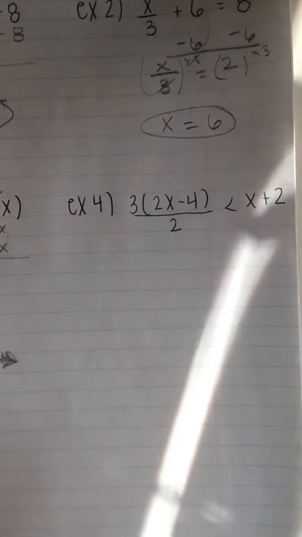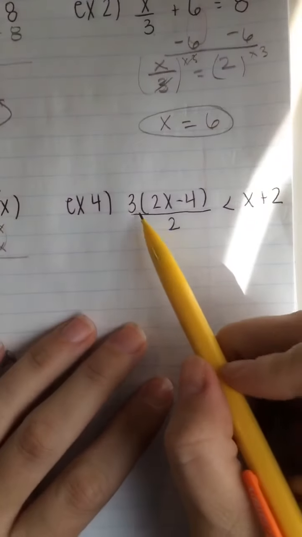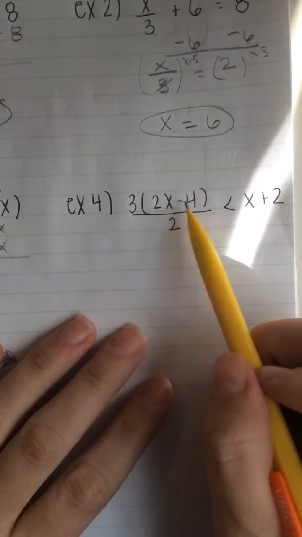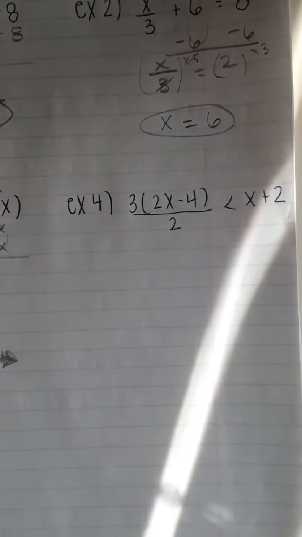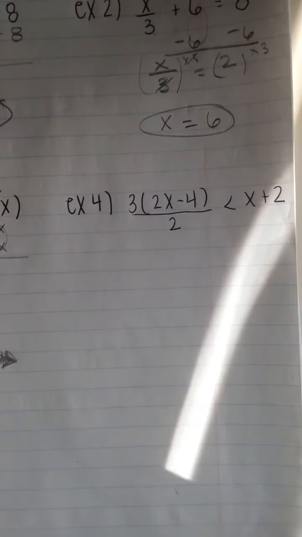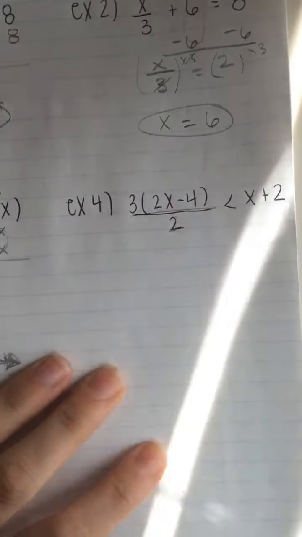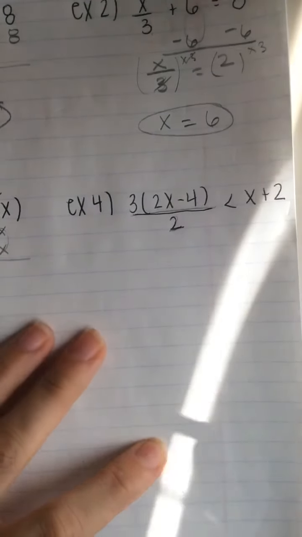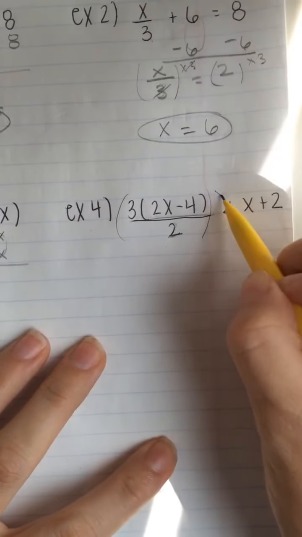Example 4. Okay. So we have 3 times 2x minus 4 divided by 2, less than x plus 2. Okay, so we have a couple different things we can do here. I think the first thing to do would be to go ahead and get rid of this divided by 2. I know y'all don't like fractions, so let's go ahead and get rid of the fraction. The opposite of dividing would be to multiply.